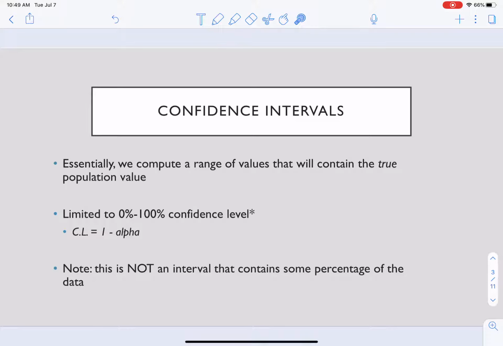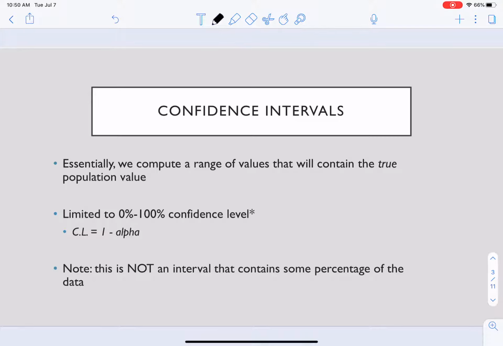Okay, a little bit about confidence intervals is that we are limited to a 0% to 100% confidence level. What the heck does that mean? Well, I'll tell you in just a second. But there's a little asterisk here, because this idea of a confidence level is more or less this formula. Now it's not something that you'll ever have to calculate. It's just always given.